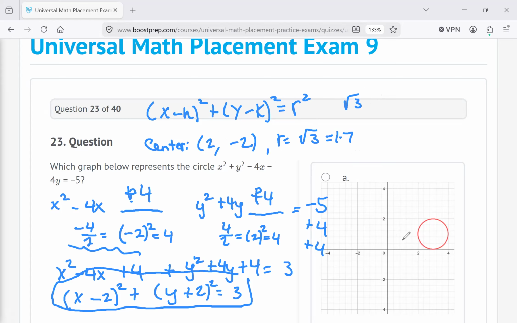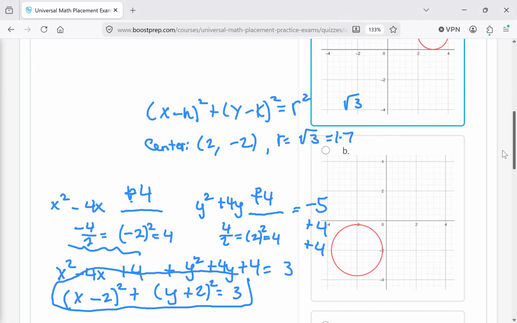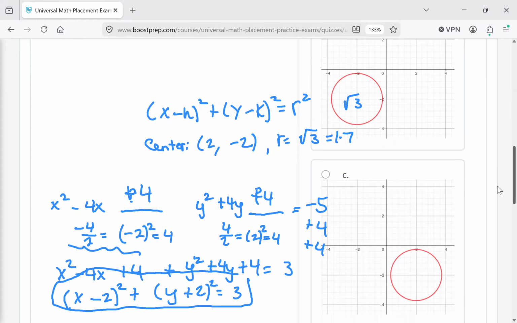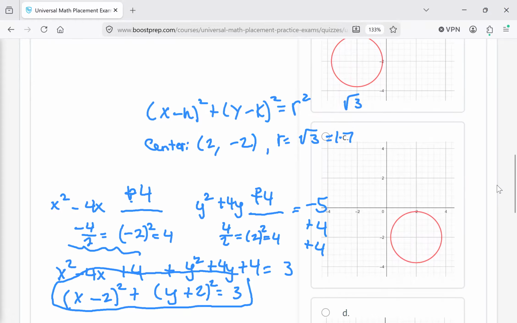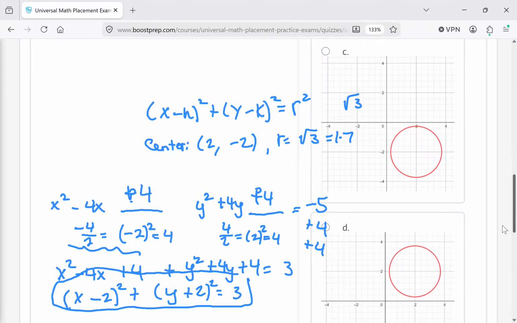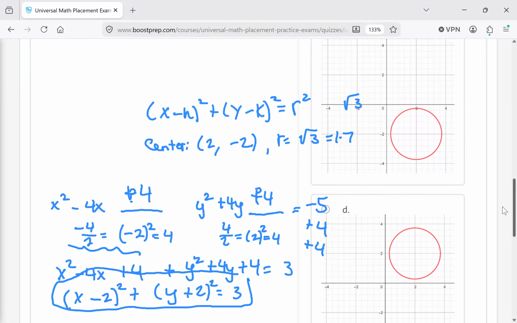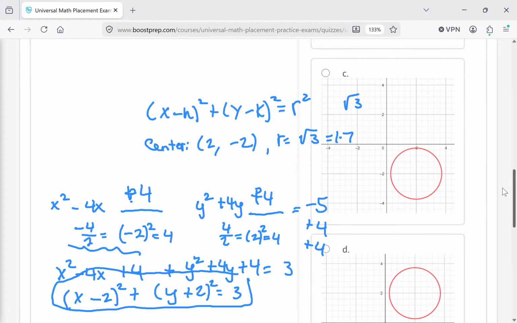So which of these graphs has a center of 2, -2, and a radius of 1.7? Not A. Is it B? No. Is it C? Yes. It has a center 2, -2, radius of 1.7, maybe. Yes. Is it D? Does this have a center of 2, -2? No. I think it is C.